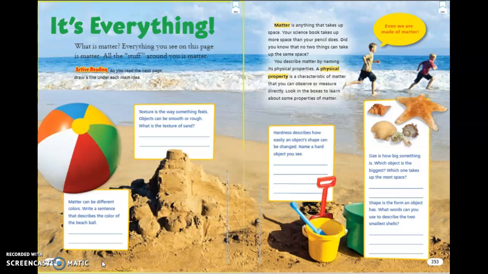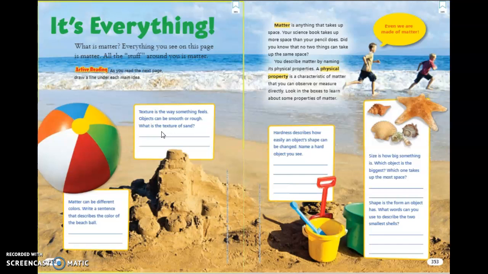Okay, the answer for that one should have been something like this. The ball has 6 colors. Okay, let's go up to the next one. Texture is the way something feels. Objects can be smooth or rough. What is the texture of sand? Go ahead and pause the video and write a sentence for what is the texture of sand.